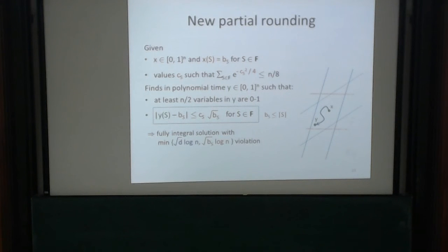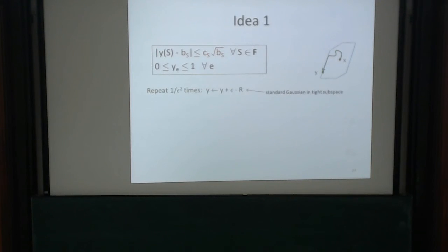and as before, we can use essentially the same setting of these parameter c's and an iterative procedure to find a fully integral solution that has that kind of a violation bound. So it will be the better of square root d and square root b. Okay, so this is based on 3 simple ideas, and I won't go into a lot of detail.